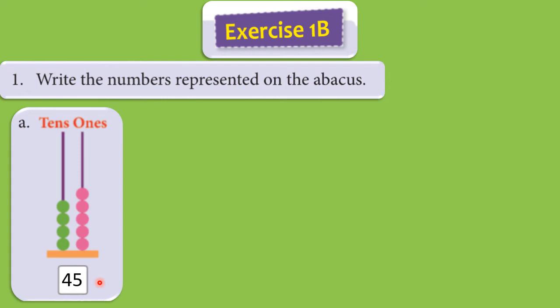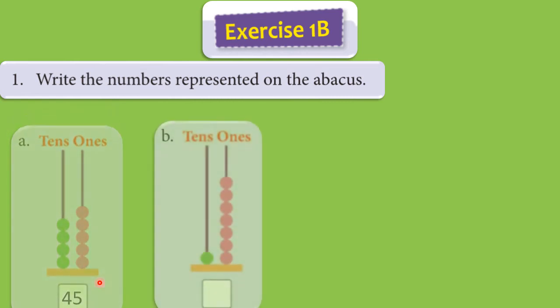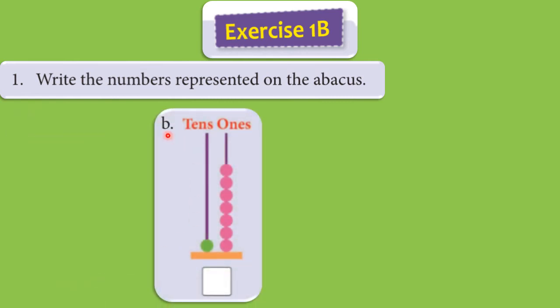And let us move to the B. Again we have 2 rods here, 1's place rod and 10's place rod. There is 1 bead on 10's place rod. And how many beads on 1's place rod? Let us count. 1, 2, 3, 4, 5, 6, 7. Therefore the number to be written here is, yes, 17. 17 should be written in this box.